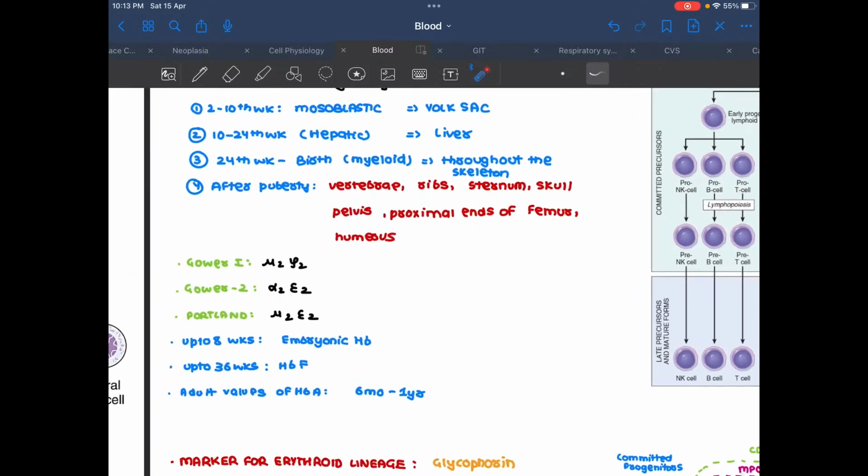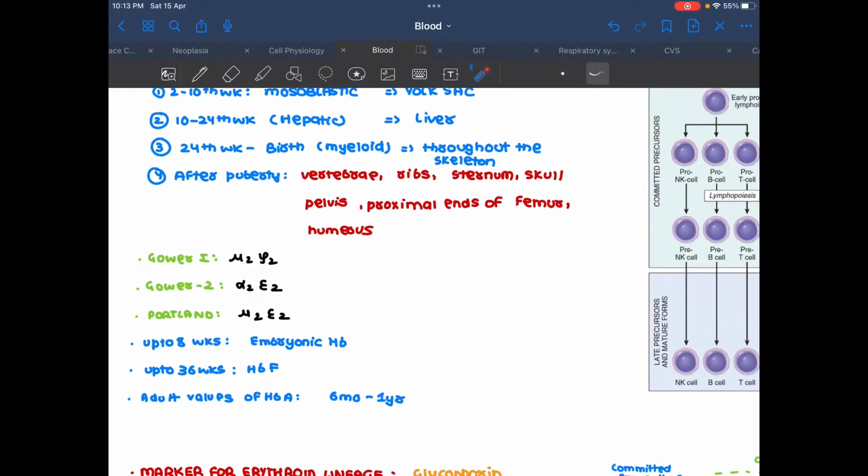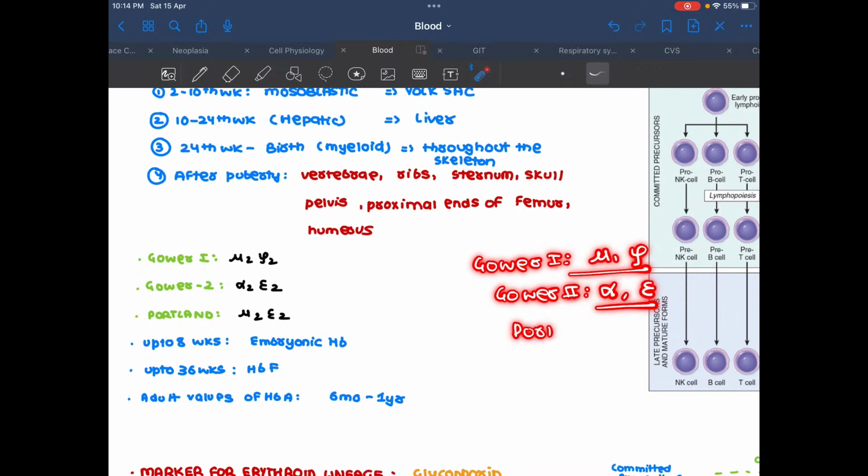ठीक है? Just remember some forms of embryonic hemoglobin that we have. So we have something known as Gower 1. So that has zeta chains and epsilon chains. Okay, then we have Gower 2. उस case में it has alpha chains and epsilon chains. Then we have Portland, that is your zeta chain and your gamma chain. Then obviously we have hemoglobin F, that is your alpha chains and your gamma chains.